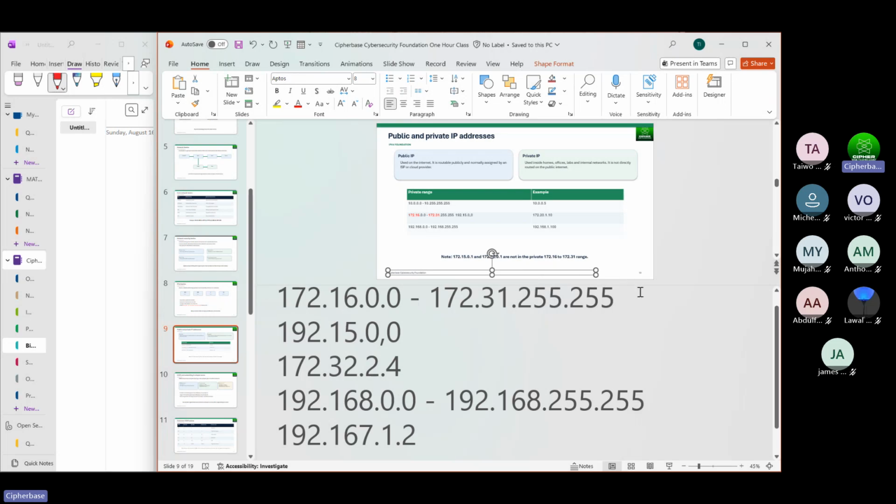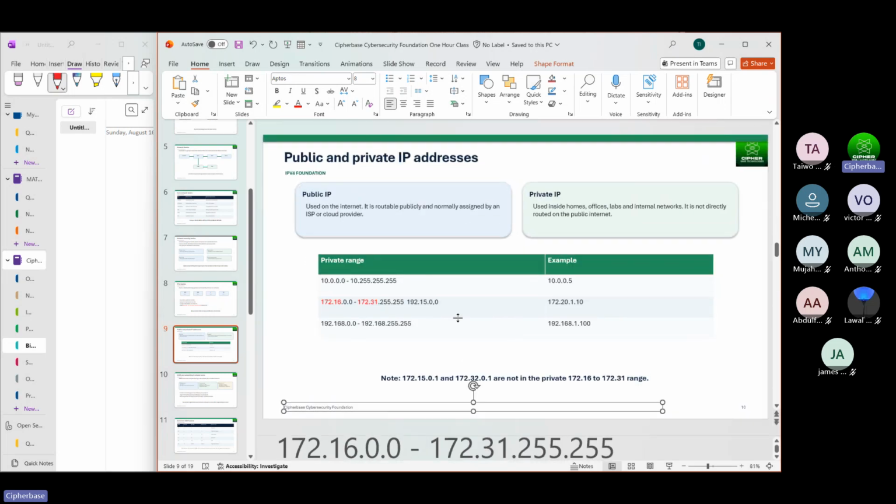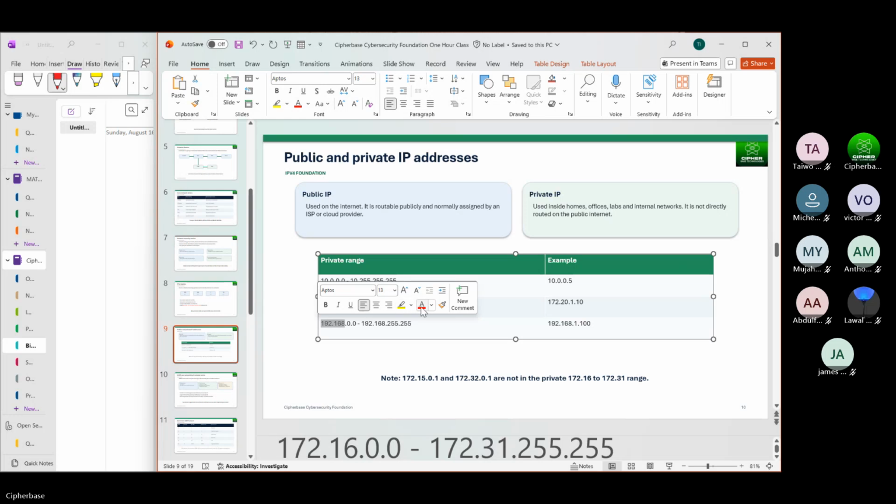So now let me just draw this one back to indicate. That's why I color this one, I color this, then this one also from here, and this. So anything outside of this range, if it is above 168, maybe 169, is no longer private, it is public IP.